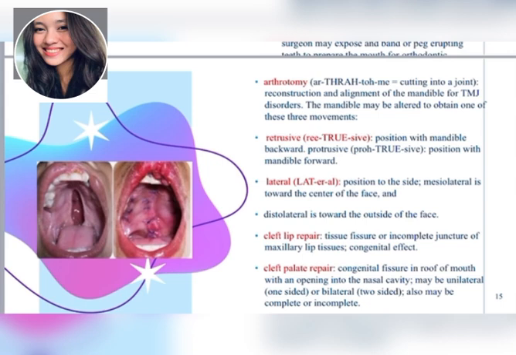Cleft lip repair, tissue fissure or incomplete juncture of maxillary lip tissues. This is a congenital defect. And then cleft palate repair, congenital fissure in roof of the mouth with an opening in the nasal cavity. It could be unilateral, meaning one-sided, or bilateral. Also, it could be complete or incomplete.